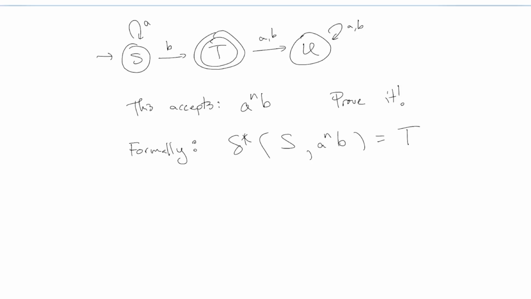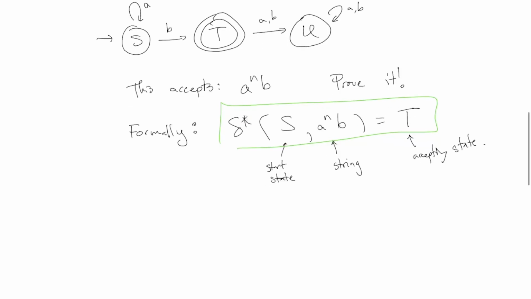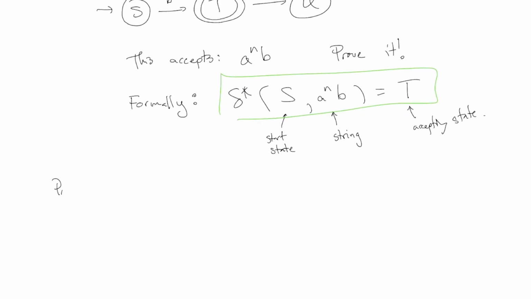So the format of this always goes, this is the starting state, right? This is the string which you're trying to show is accepted, and then this is the accepting state. Right? This is always how this goes. So you should always be able to kind of put the pieces together. And that is what we are going to prove by induction on N. Right? So let's do it. The individual steps should be hopefully similar to last time. So I'm going to prove this by induction on N.